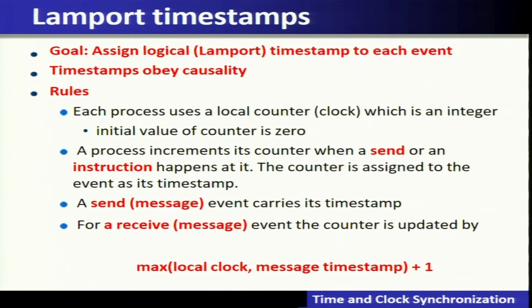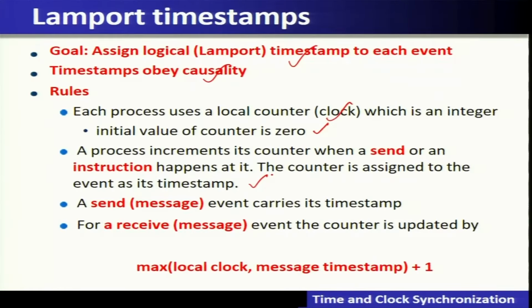So this is called Lamport's timestamp. The goal of Lamport's timestamp is to assign a logical or Lamport timestamp to each event, and these timestamps obey causality relations using these rules. Each process uses a local counter, which is nothing but an integer value. The initial value of the counter is 0. A process increments its counter when a send or an instruction happens at it. The counter is assigned to the event as the timestamp.